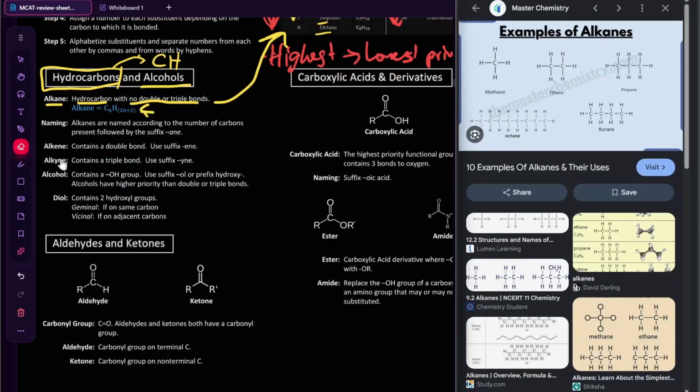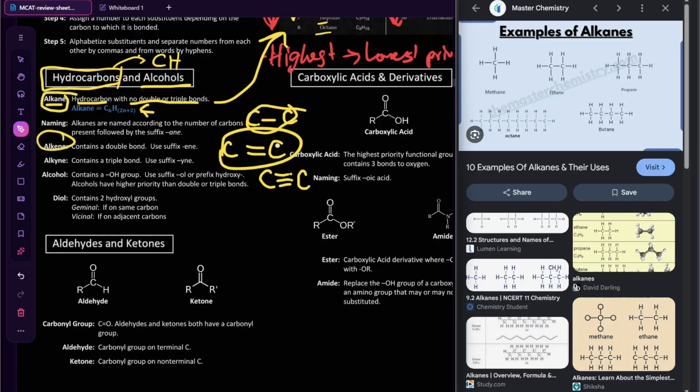Okay. Now we can go over the alkene. And the alkene is a double bond. So a basic alkane looks like that, but the alkene looks like this, and the alkyne has a triple bond. So the single bond is your alkane, which is right here. The double bond is your alkene, which is right here, and the alkyne is this one, right?